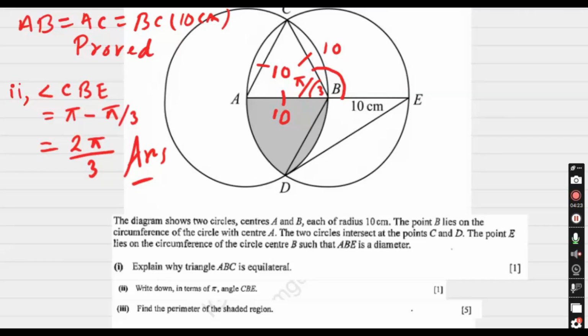Find the perimeter of the shaded region. This part has 5 marks. So we have to do some more work in this part as compared to part 1 and part 2. In order to find the perimeter of the shaded region, we have to add all those lines which touch the shaded region.